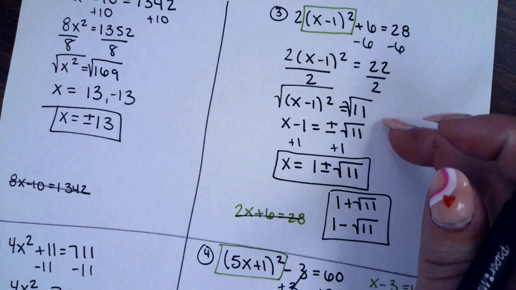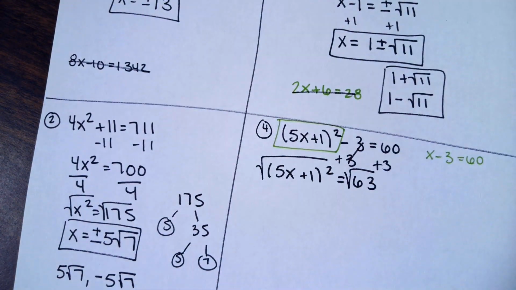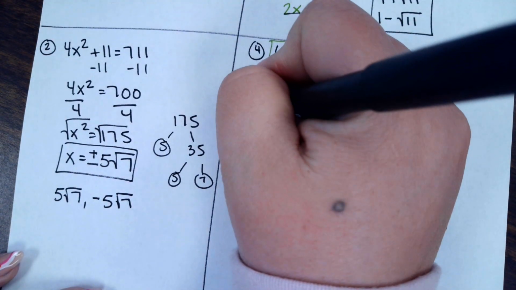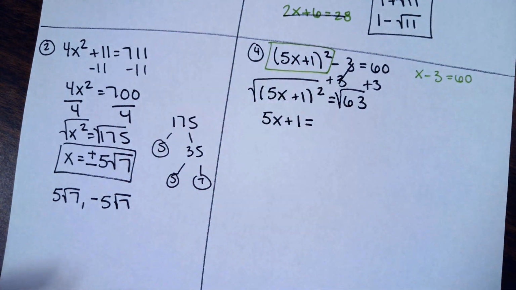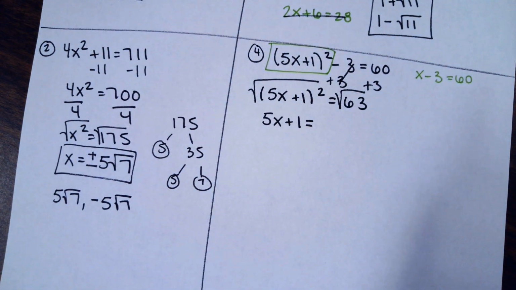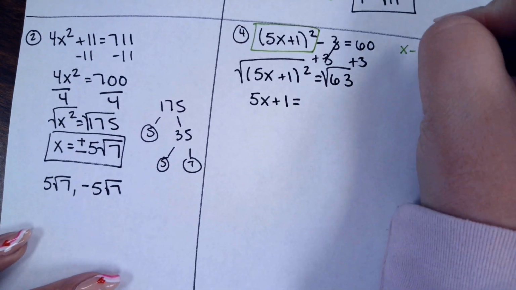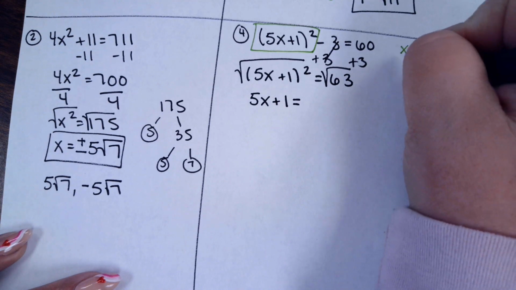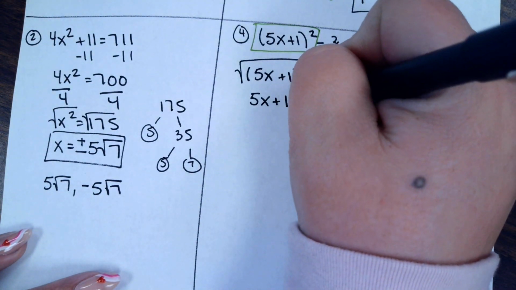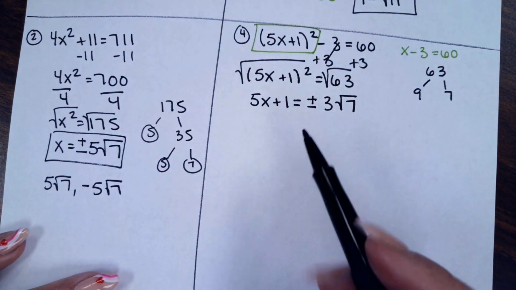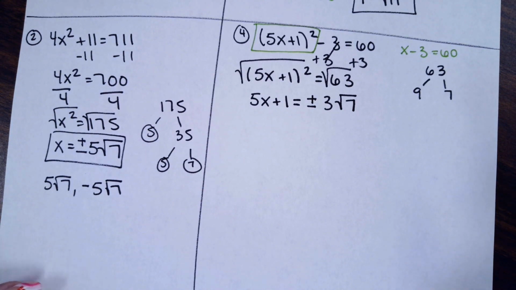Now we are at this point. We've got to get rid of our squared. The opposite of squaring something is taking the square root. These cancel. I'm left with 5x plus 1 equals, now instead of just leaving it as plus or minus the square root of 63, I'm going to go ahead and simplify that first. We got 9 and 7, so we'll get plus or minus 3 root 7. So whenever you take the square root, that's where our plus or minus comes from.